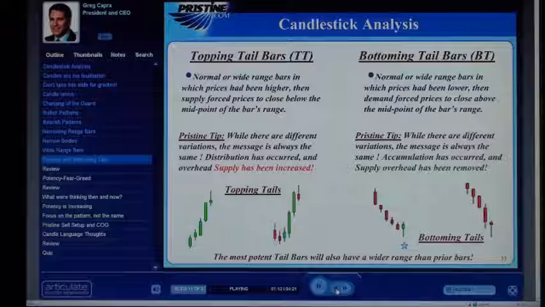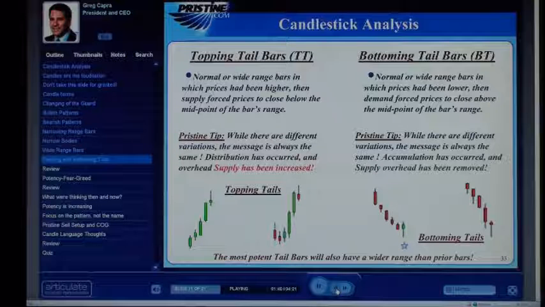Bottoming tail bars: a normal or wide range bar in which prices had been lower, then demand forces prices to close above the midpoint of the bar's range. Demand means that buyers stepped up while prices had been falling, overcame that supply, and then pushed prices higher. This is what forms a bottoming tail bar. Now again, there will be different variations. The message is the same.